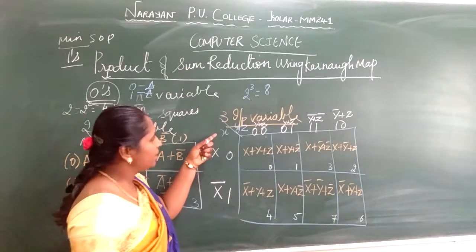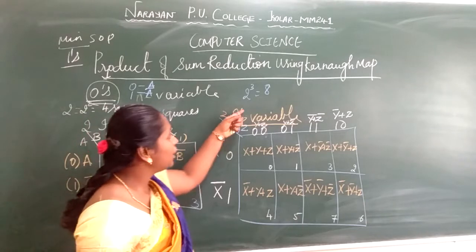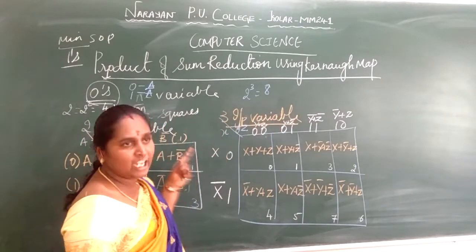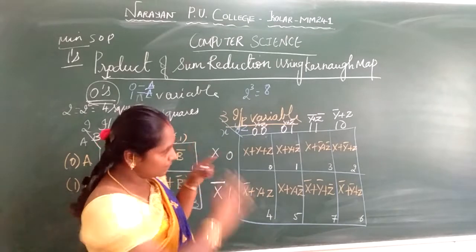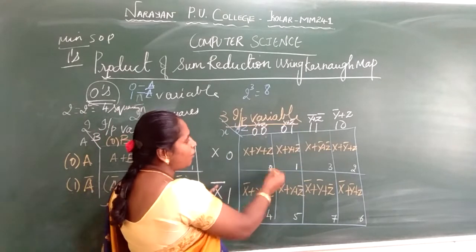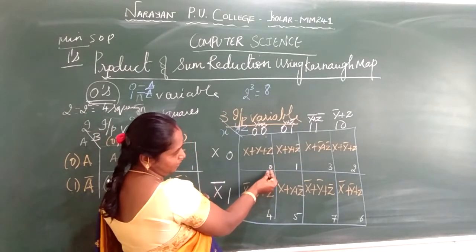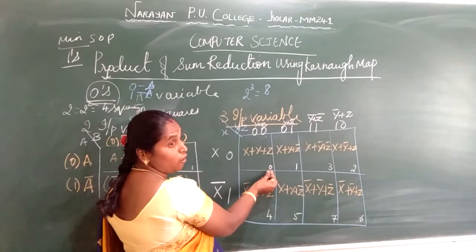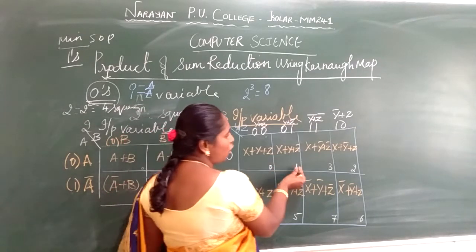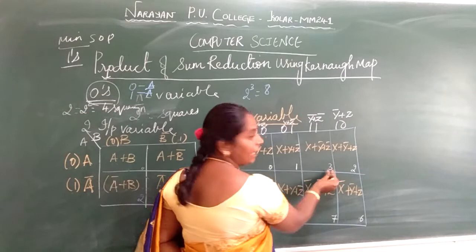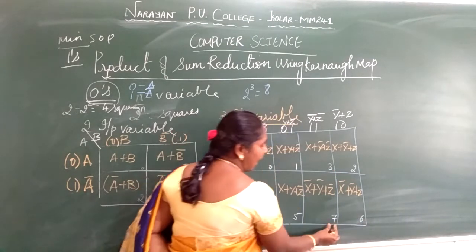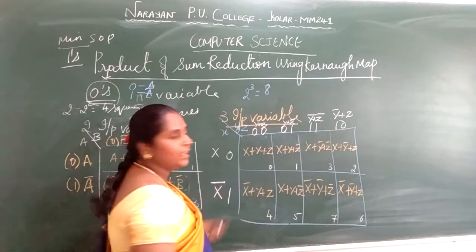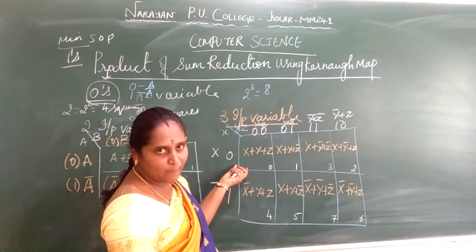So these are the combinations. This is nothing but the combination of 3 input variables. I am considering 3 input variables x, y, z. So before partitioning the squares, you have to address the subscript value of each max term: m0, m1, m2, m3, m4, m5, m6, m7. This is nothing but addressing or subscripting each max term.